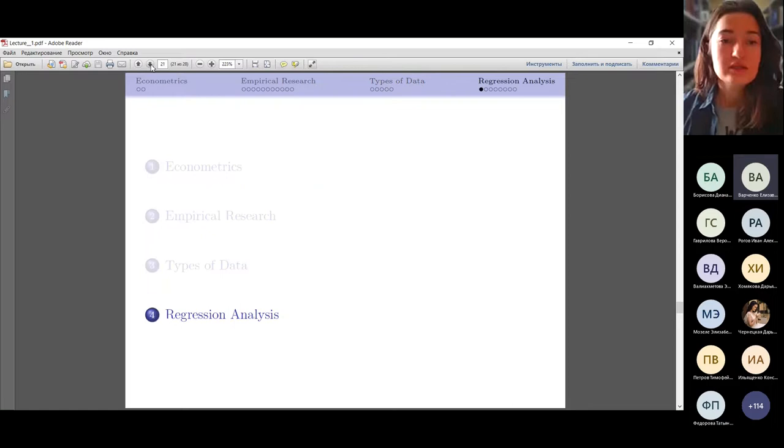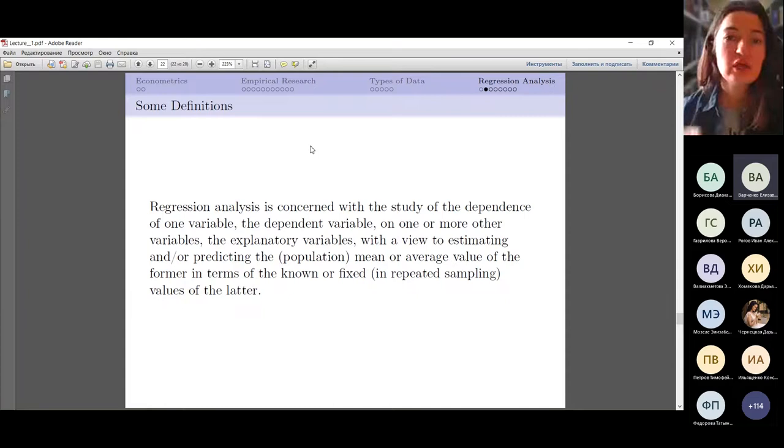So now some general words about the regression analysis. We will start to discuss regression analysis in detail in a week. So next lecture, we will discuss probability theory. In our first lecture's introduction, we discussed some general things about empirical research and econometrics and some things about our course.